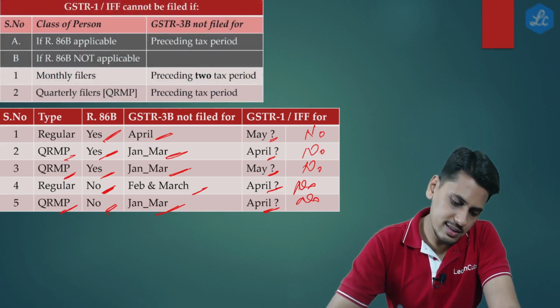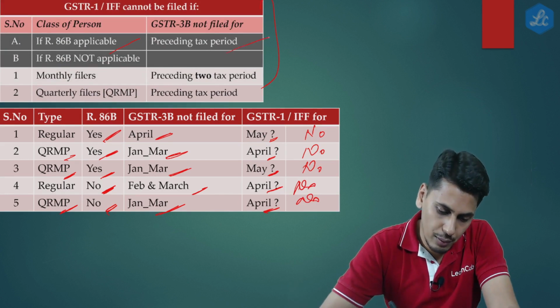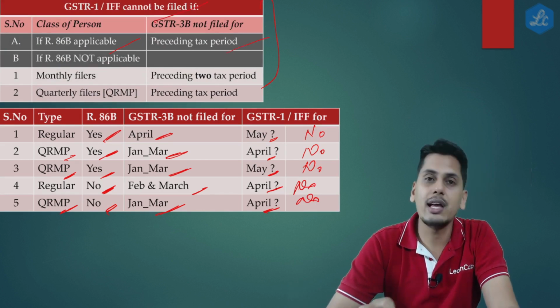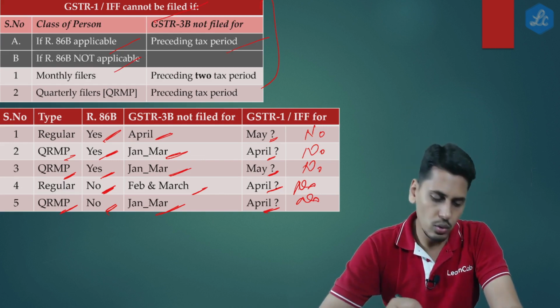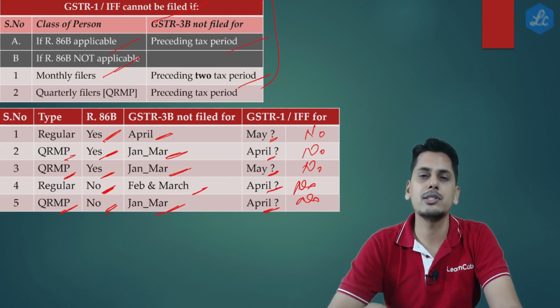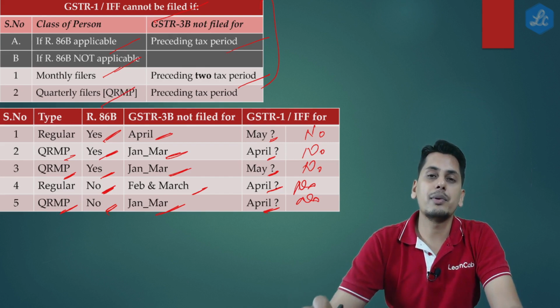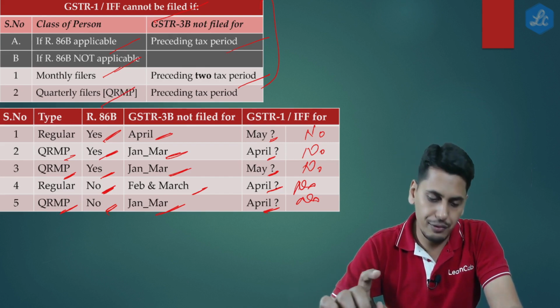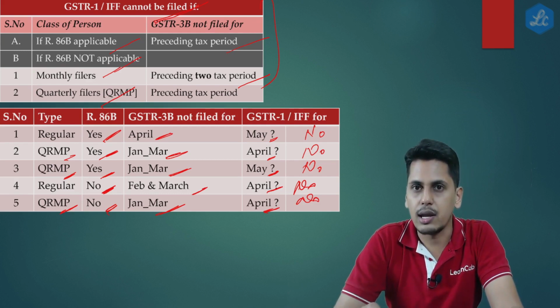So friends, this is the summary. If Rule 86B is applicable and 3B is not filed for the preceding one tax period, GSTR 1 or IFF cannot be filed. If Rule 86B is not applicable, bifurcate them into two. In case of monthly filers, if 3B is not filed for the preceding two tax periods, GSTR 1 or IFF is not going to be allowed. For quarterly filers, if 3B is not filed for the preceding one tax period, filing of GSTR 1 and IFF is not going to be allowed.